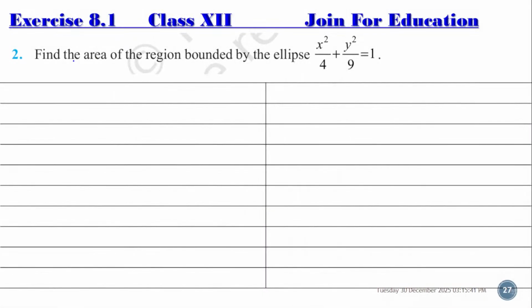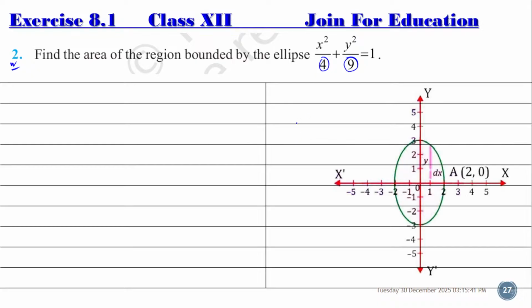This is question number 2. Question number 2 asks us to find the area of the region bounded by the ellipse. This is the equation of the ellipse. So question number 1 and 2 are the same, only there is change in a square and b square. So let's see the relevant figure. This is the relevant figure.